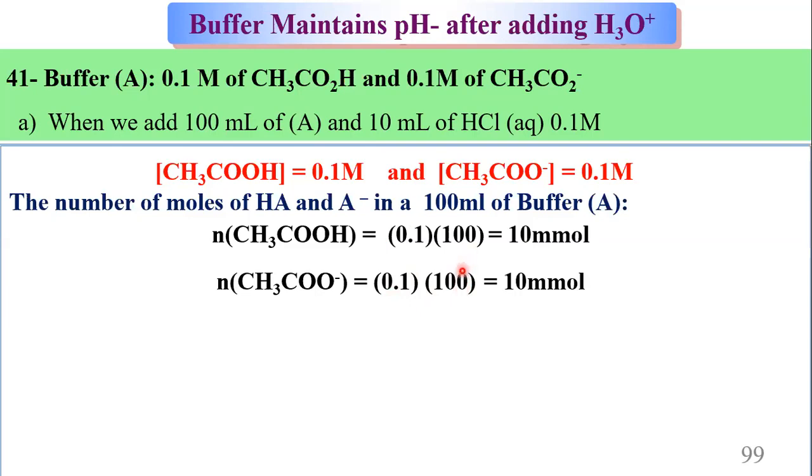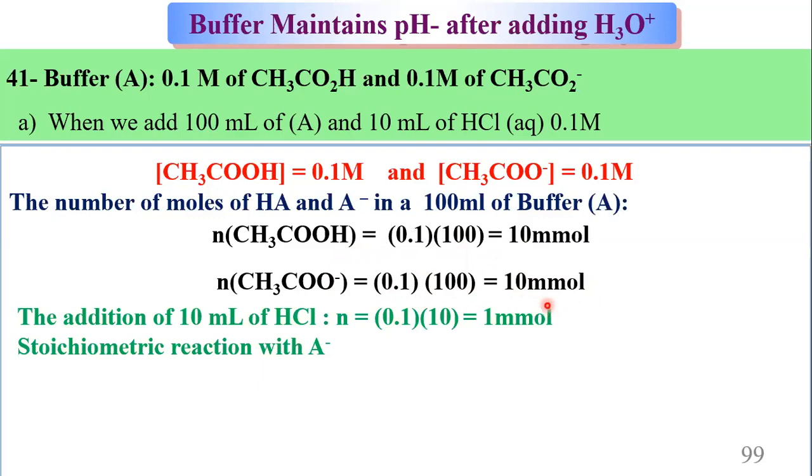Now notice the volume is the same. Both the anion and the acid are in the same solution, in the same buffer of 100 milliliters. So you use the same volume. So the anion is also 10 millimole.